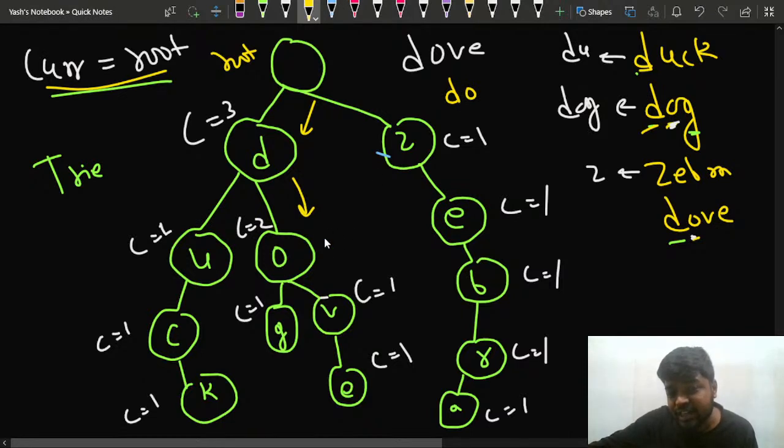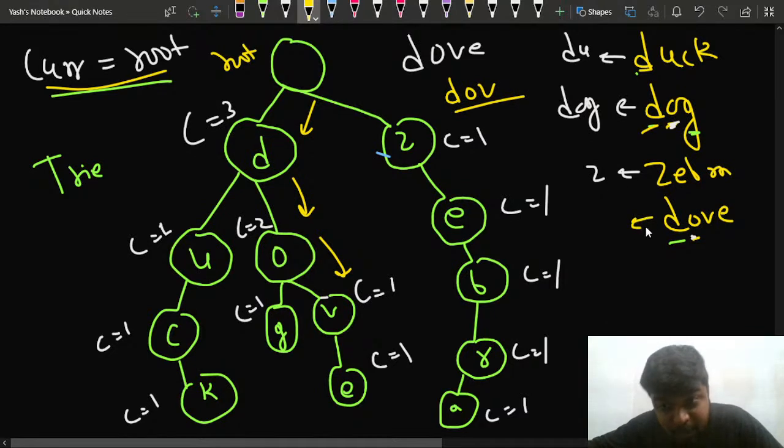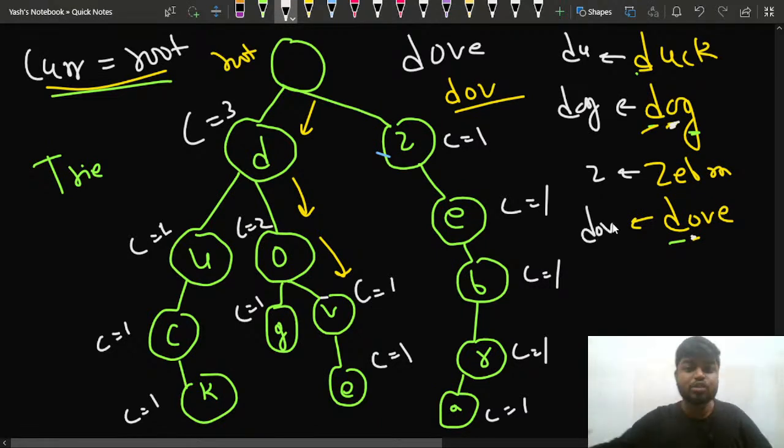Now I move from O to V. Can I represent it with a V? Yes, I can represent it with a V because the count of V is 1. So that means I can represent it with DOV, because that's unique to dove only. This particular prefix is not occurring anywhere else. So this is how I would do the question.